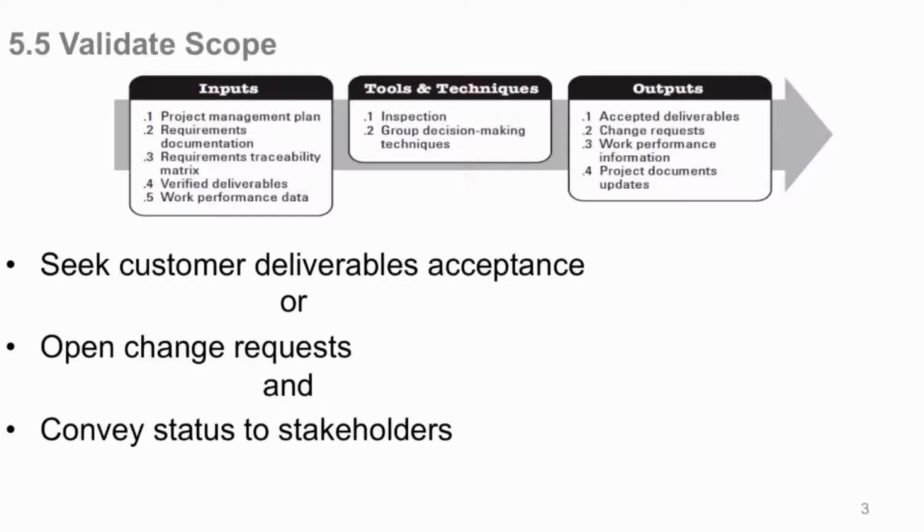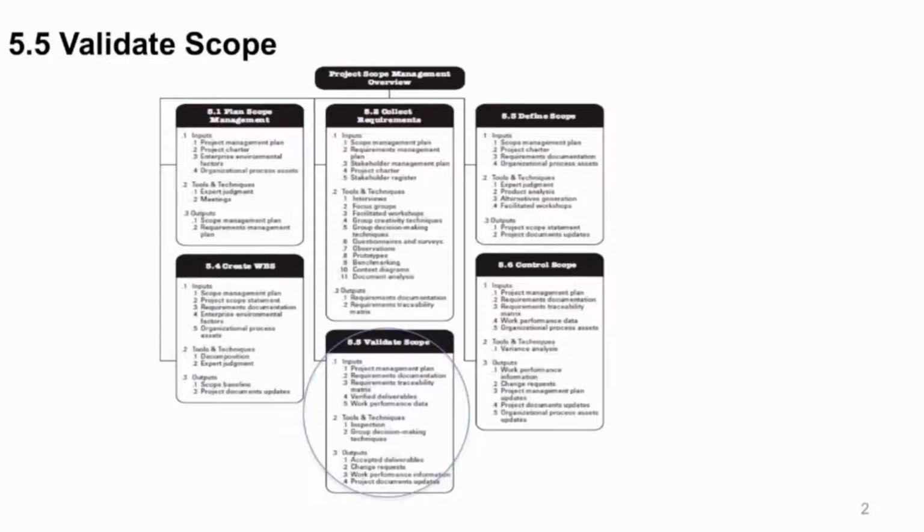Why are we validating scope? Well, as you might recall from our little scenario of following the life cycle of a deliverable through all the processes, we need to seek customer deliverable acceptance eventually in the end, or we want to open change requests to make corrections to scope because we built something they didn't want or we built it wrong, and then we want to convey status to stakeholders. That's Validate Scope right there.